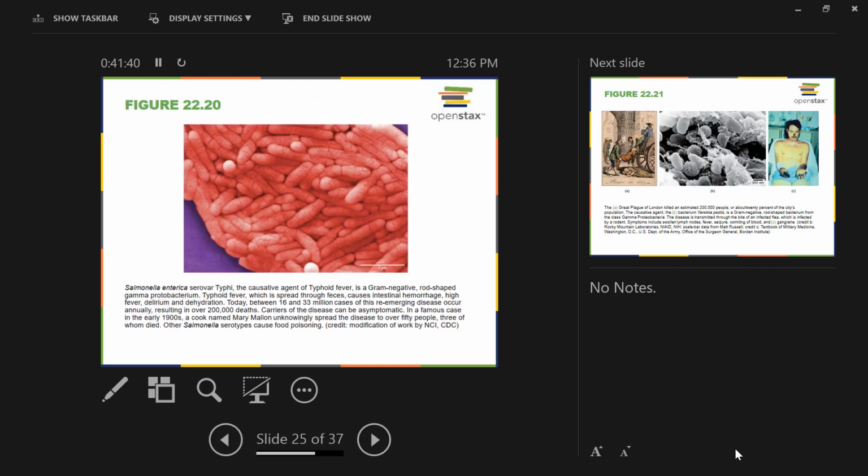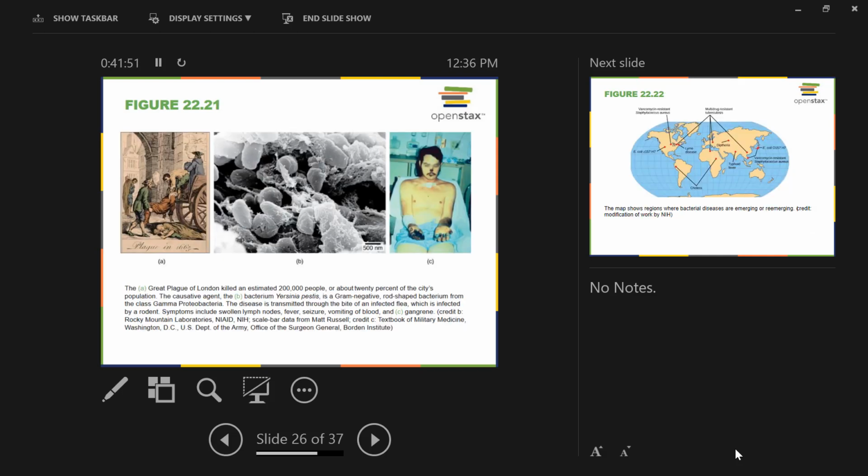Sure. And so here are some pictures of some of these. Here's Salmonella enterica, the causative agent of typhoid fever, which killed a quarter of the Athenian army. Here's Yersinia pestis and somebody with Black Plague.